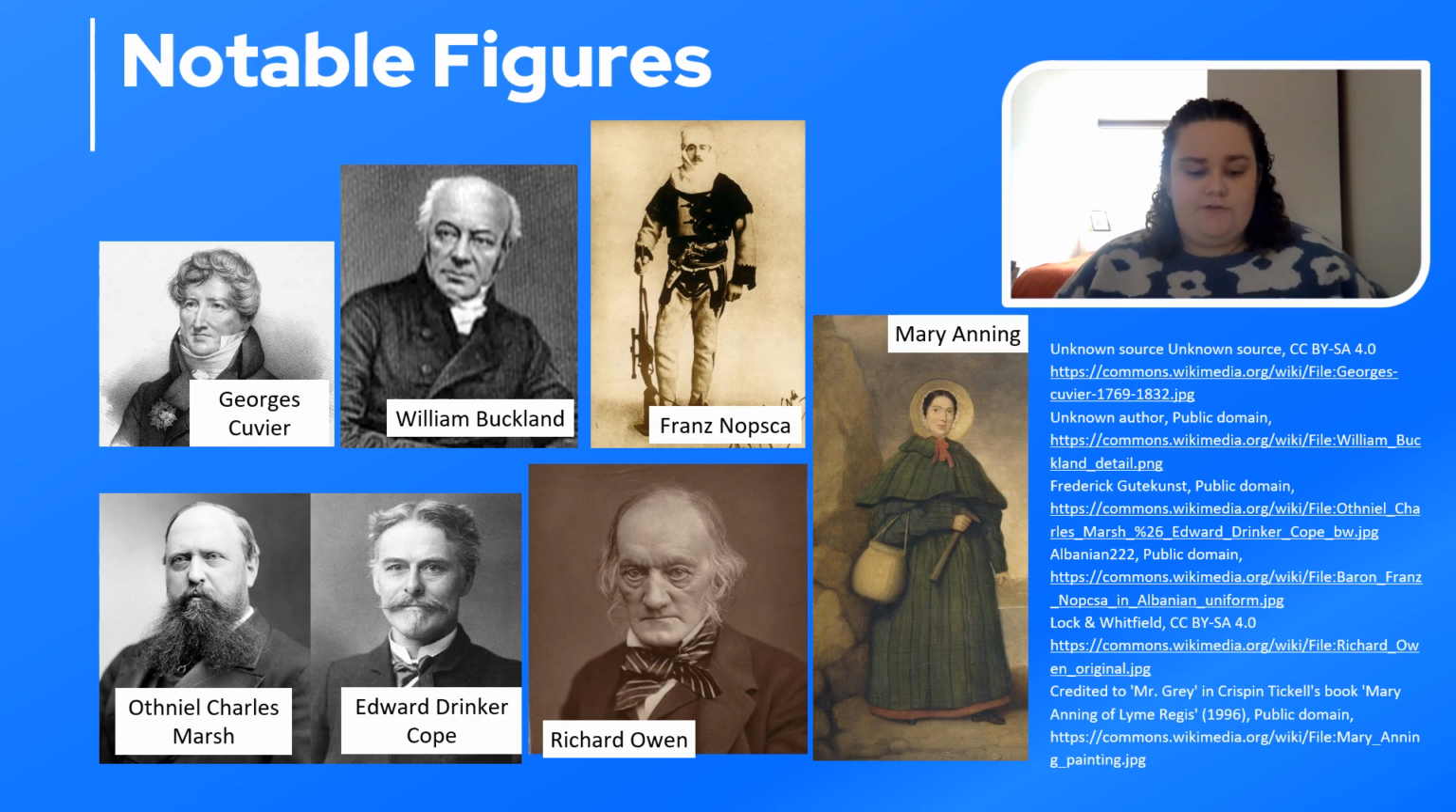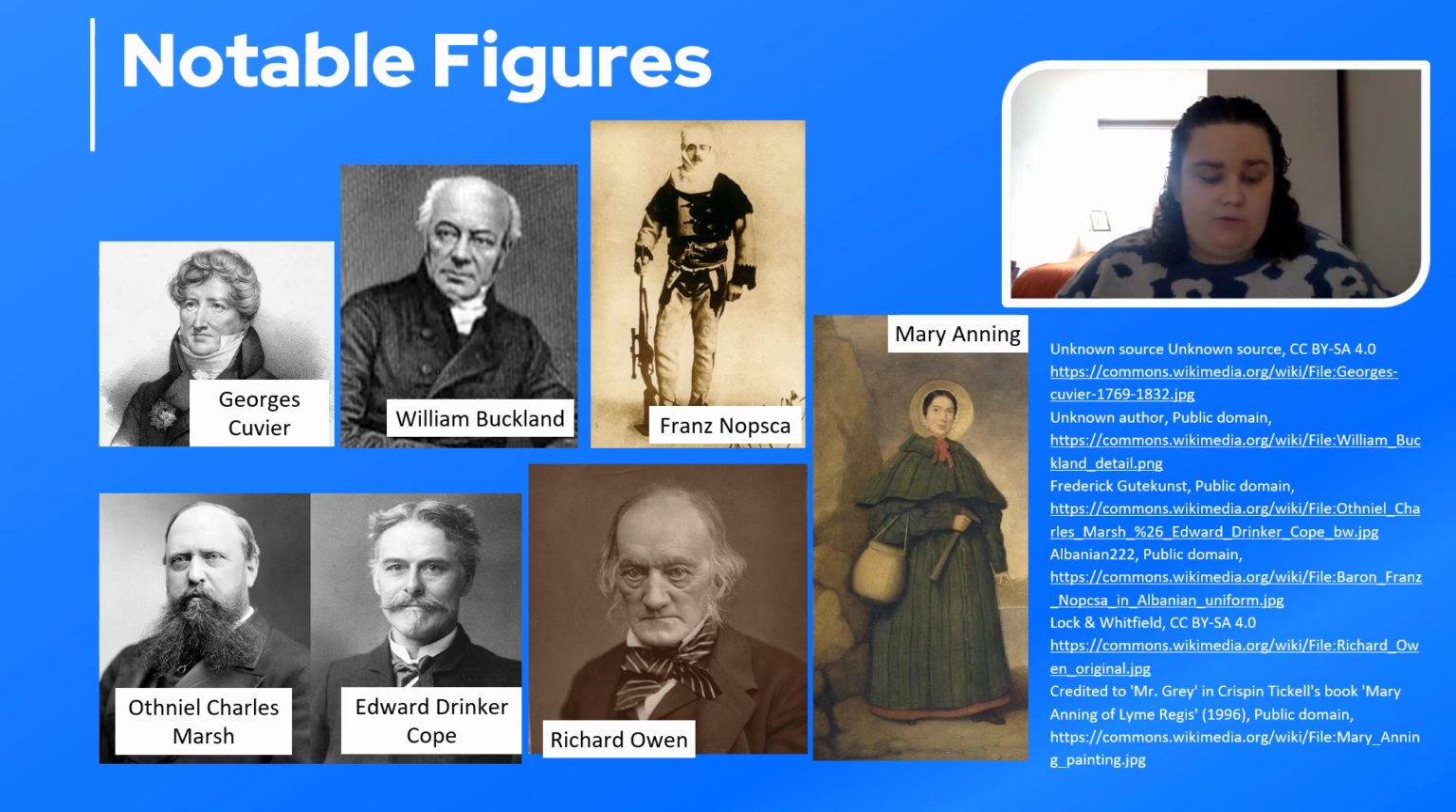We have George Cuvier over here, who is typically known as the founding father of paleontology, and what he did was he created this thing called comparative anatomy, where he compared bones of living animals with those of extinct animals. William Buckland was the first person to write a full account of a megalosaur, which was the first dinosaur to be found. We also have Richard Owen, who coined the phrase dinosaur, which means terrible lizard.